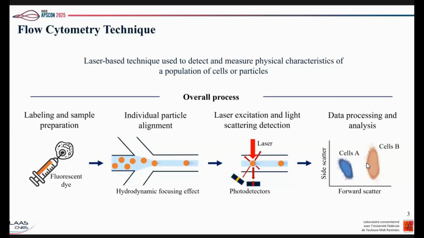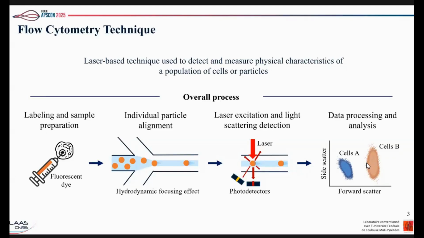So first of all, we start with a sample, for example, of blood. We mark with a fluorescent dye the cells that we want to analyze. Then we put this sample into a microfluidic system that permits us to align all the cells in a single line. Then these cells pass through a laser beam that will cause the light scattering that we can measure with dedicated photodiodes. Then all this information is processed and analyzed, and we can extract information such as the type of the cells, the size, the dimension, and so on.